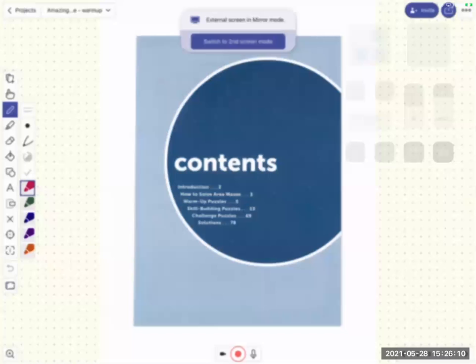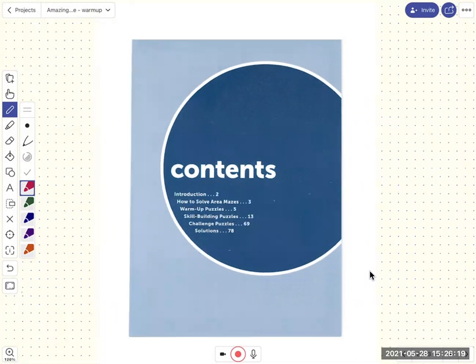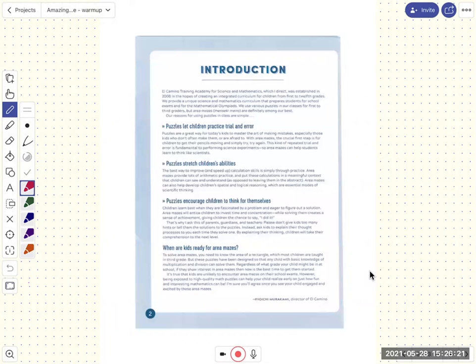Okay, so we're going to look at how to do amazing area puzzles. I'm going to share my iPad screen. They'll have this under warm-ups as the file. If we go to the next page, these are puzzles that originated in Japan and encourage mathematical thinking.